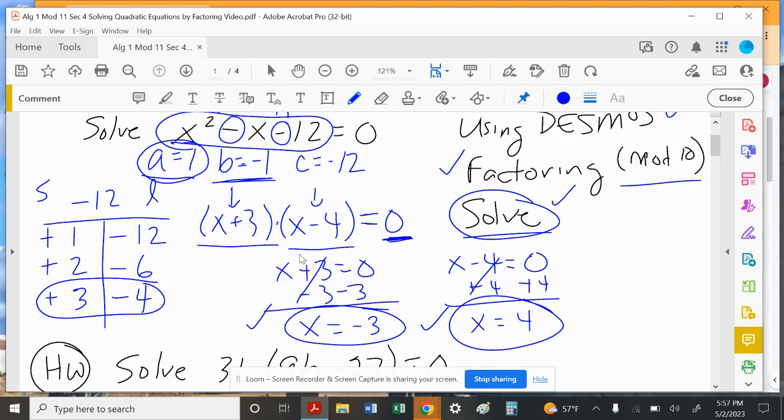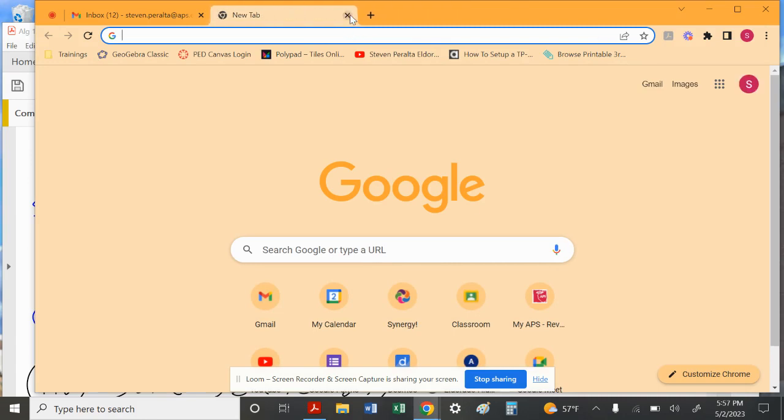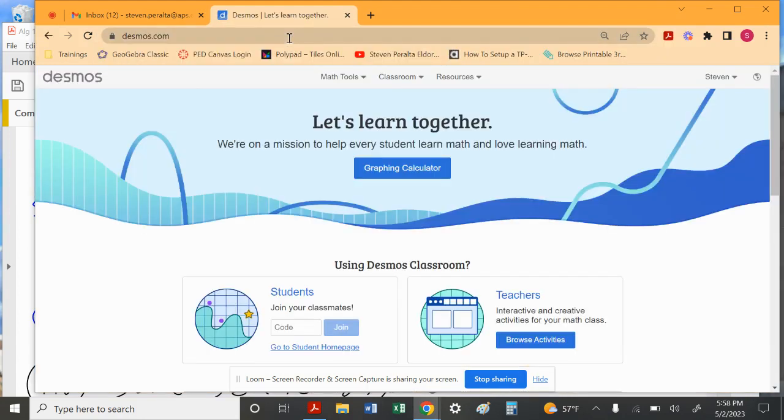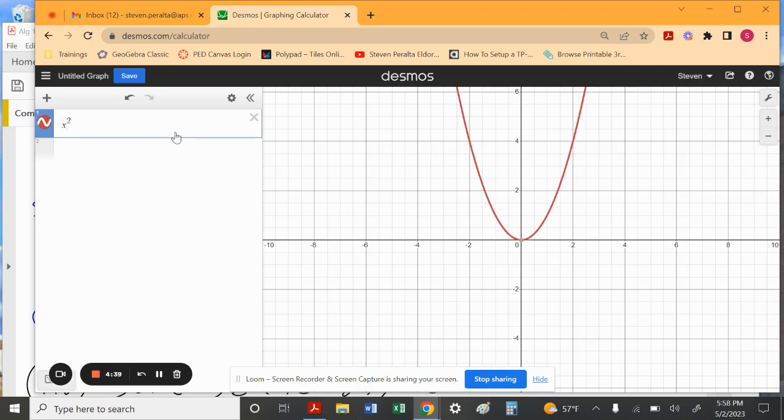Now, using Desmos is a little bit of a different way of being able to do this as well. I'm going to go over there and go to Desmos. So if we come over here, we can just type it in: desmos.com. We come over here to our graphing calculator. You should be logged in as yourself. It's easier if you log in as yourself. We're going to type in the equation, x squared minus x minus 12 equals 0.